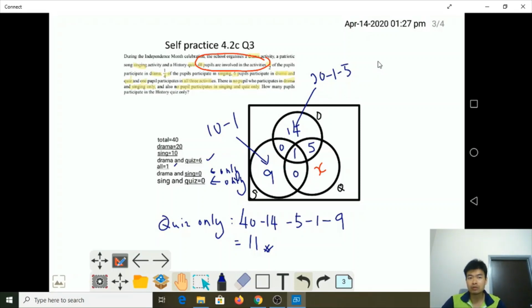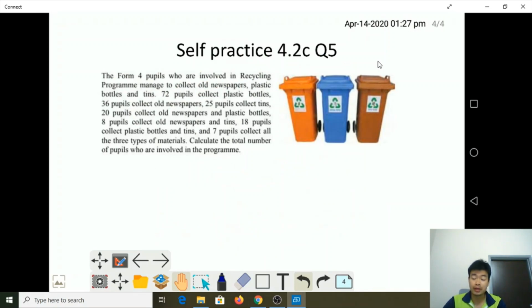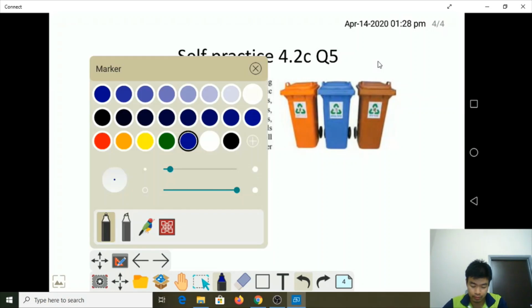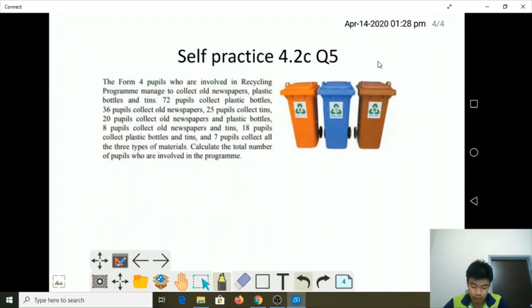Now we move on to self-practice 4.2c, and this is a very popular question asked by many of you. Question 5, self-practice 4.2c. Let's quickly read the question together. The Form 4 pupils who are involved in the recycling program manage to collect newspaper, plastic bottles, and tins. Let me highlight while I'm reading.